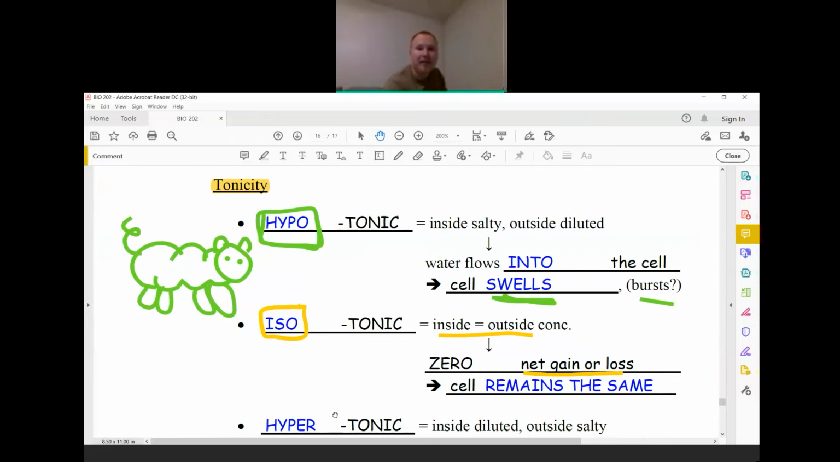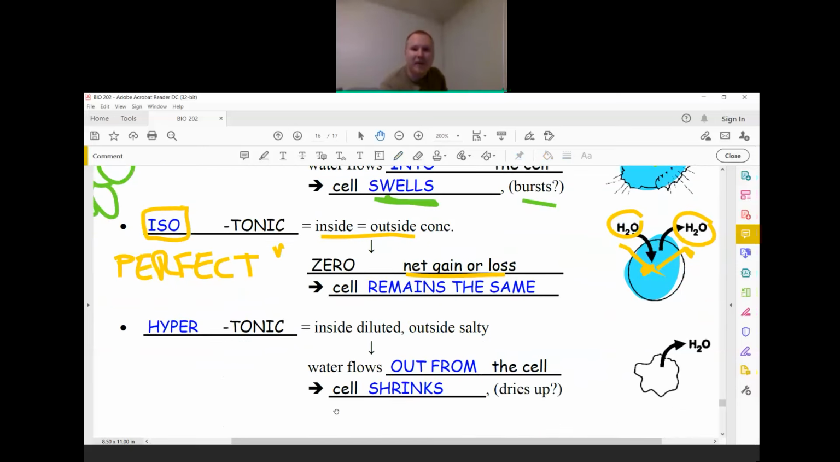Well, how do I remember this? I think of what the iso sounds like, and to me it sounds like "I'm so perfect." And if you're perfect, you don't need to change, you can remain as the same sized cell. And the final tonicity example that we're going to talk about is going to be hypertonic cells.